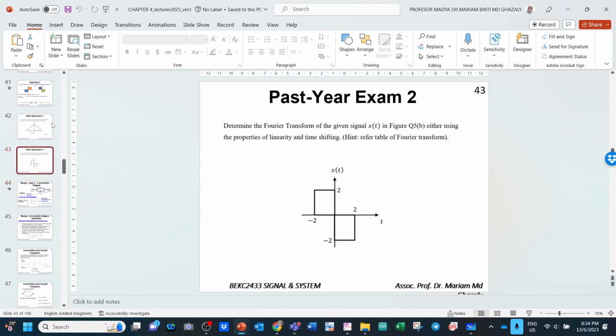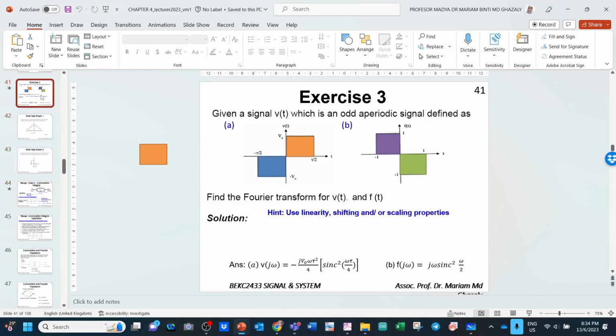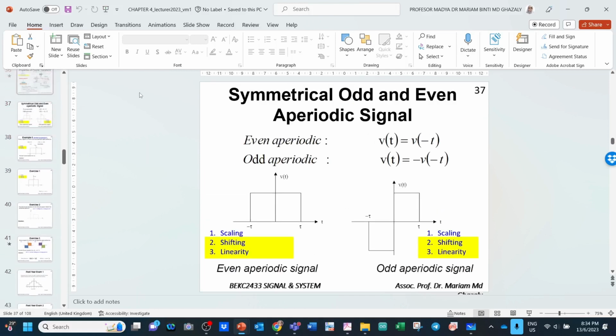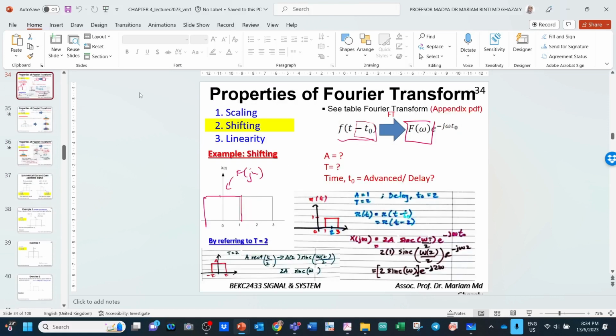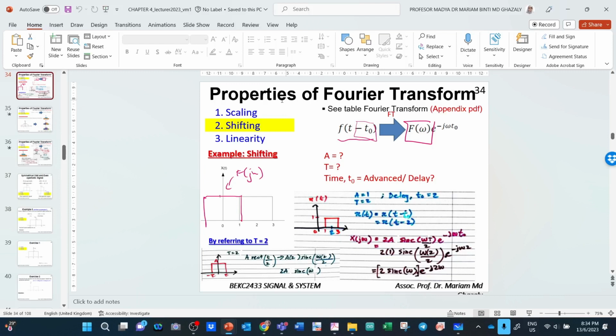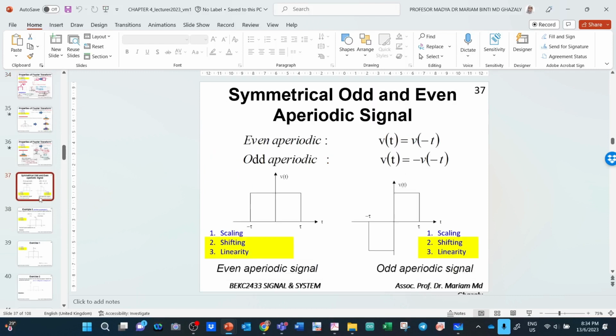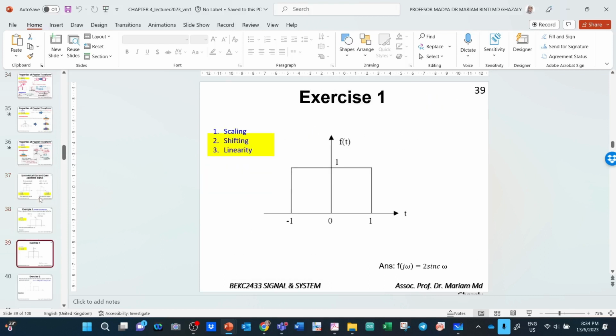Okay, so yesterday we stopped at this point. That means we did the properties of Fourier transform. We did scaling, shifting, and linearity. And then I have uploaded to Padlet some tasks that you need to submit in a group.